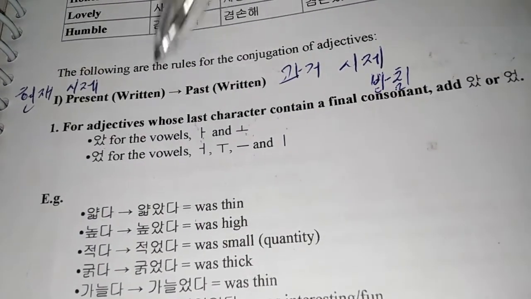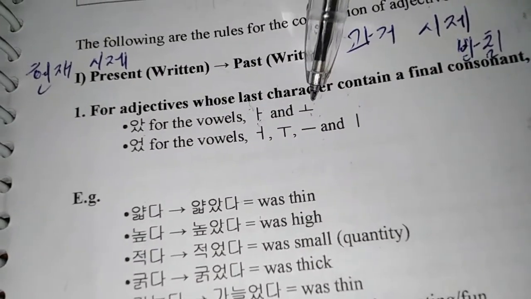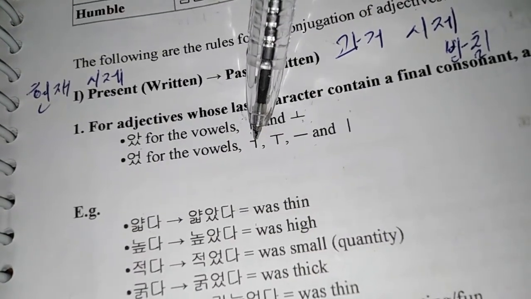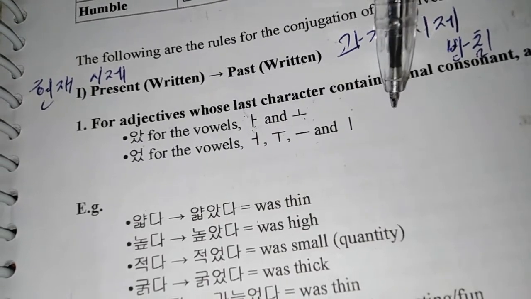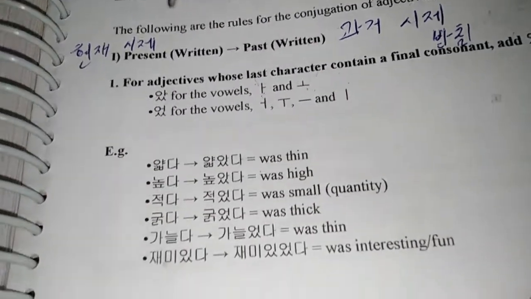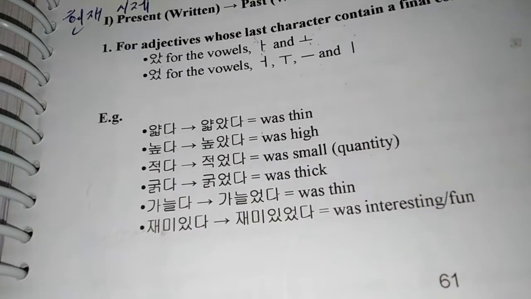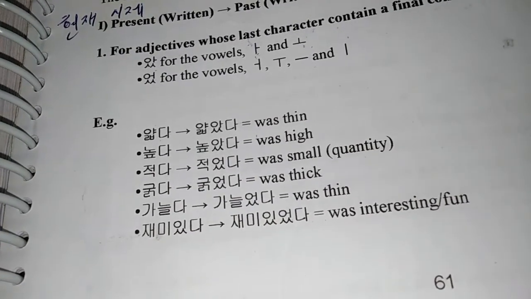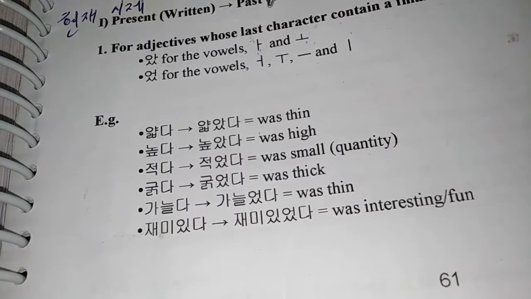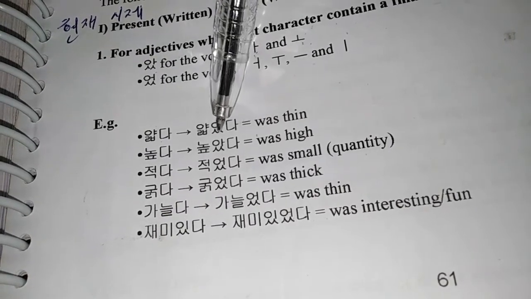So if you have the vowels a or o, then you would add at. Or if you have o, u, e, in that case you would add ot. So it would be, for example, 얇다 means thin. So to say was thin, you would say 얇았다, because a is, according to that, you would add at. So that's what you have done here.